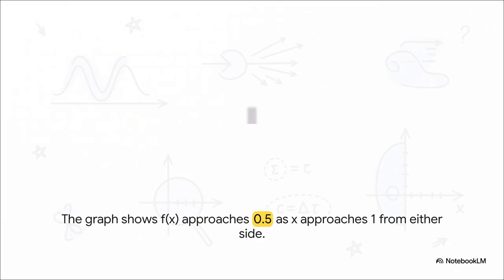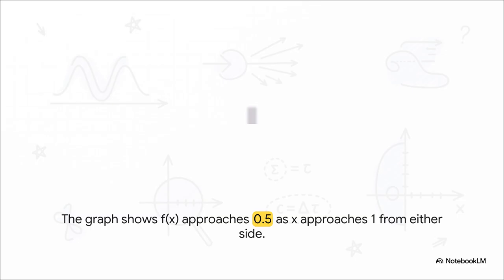Our function, f of x equals x minus 1 over x squared minus 1, can actually be simplified. See, the denominator, x squared minus 1, is what we call a difference of squares. It's the same as x minus 1 times x plus 1. So we can cancel out the x minus 1 terms, which leaves us with just 1 over x plus 1, as long as x isn't 1. And now it's totally obvious. As x gets close to 1, the function gets close to 1 over 1 plus 1, which is 0.5.